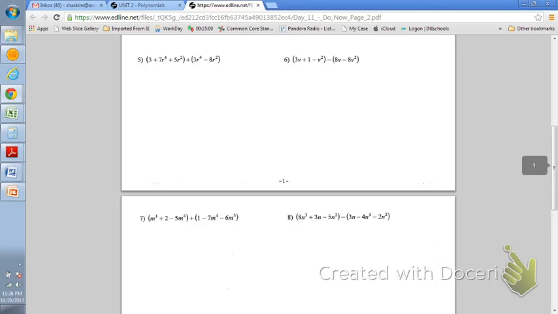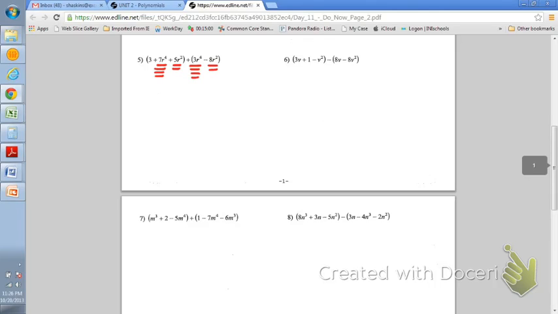Question number 5 is an addition. So I'm going to go back and underline my terms. My first term is a constant, so it doesn't get underlined because it doesn't have a degree. The next term is the fourth degree. 2, 3, 4. The next one's to my second degree, fourth degree, and second degree.